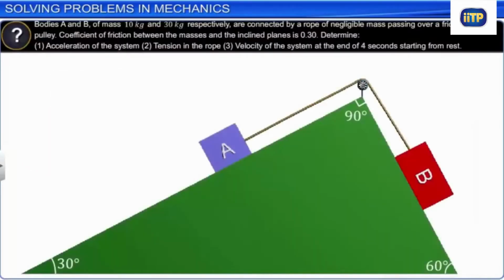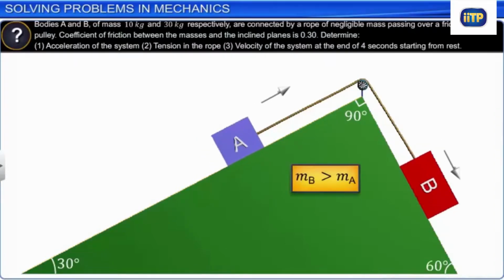First, we draw the free body diagram. Here, as the two bodies are connected by a rope, we split the problem into two parts and tackle them independently. As the mass of B is greater than the mass of A, and the inclination of the plane on which B is resting is greater than the inclination of the plane on which A is resting, B is likely to go down and A is likely to go up the plane.